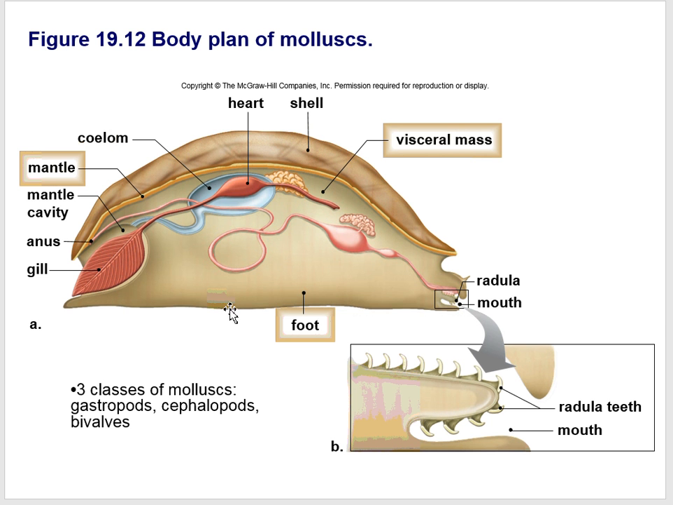The mantle, the portion that covers the visceral mass, that's actually not the shell itself. It's this thin tissue that is kind of yellowish orange here. In this case, it's secreting a hard shell. So those are the three major parts that we would see in all mollusks: a mantle, a foot, and a visceral mass.